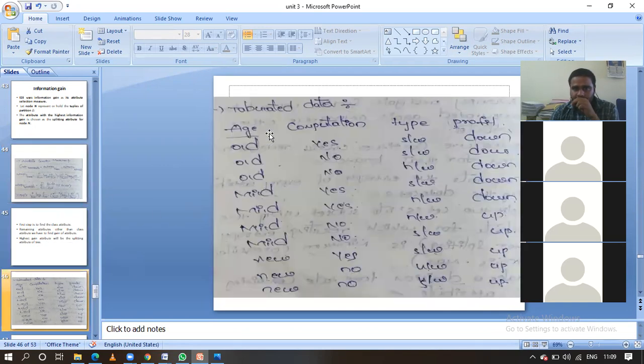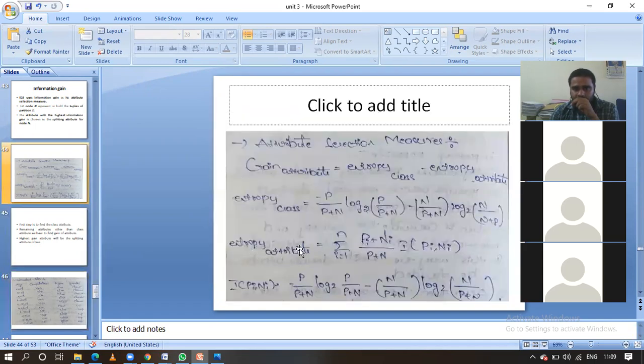For age, computation, and type, we have to calculate the entropy. Okay, we have all the things. Next, we can also calculate the entropy of class. This is the formula. Finally, for each and every attribute, like the three attributes age, computation, and type, we have to calculate the gain.